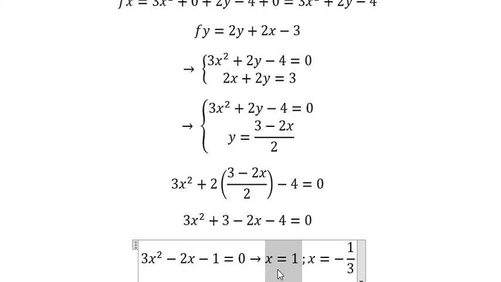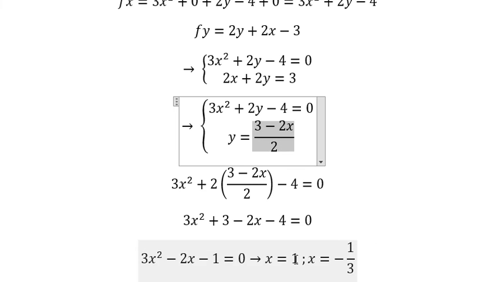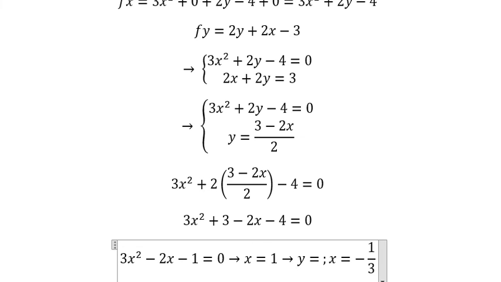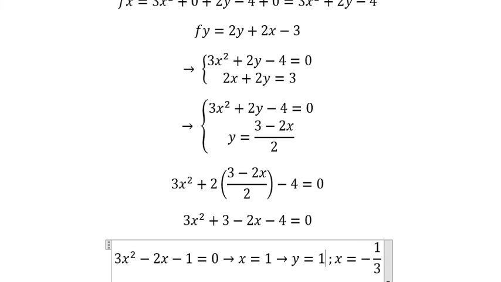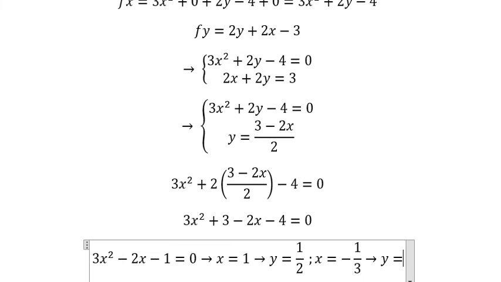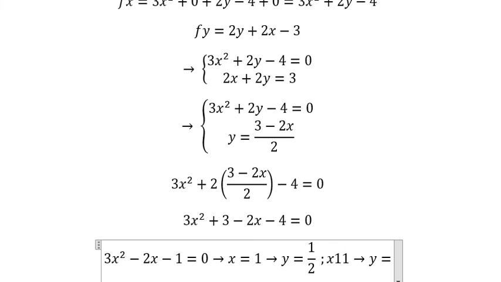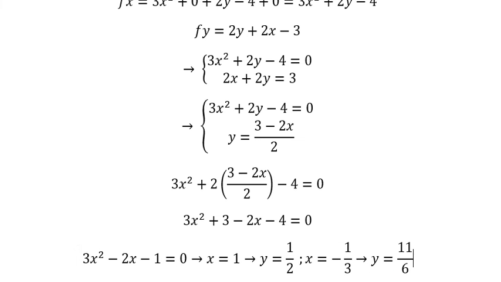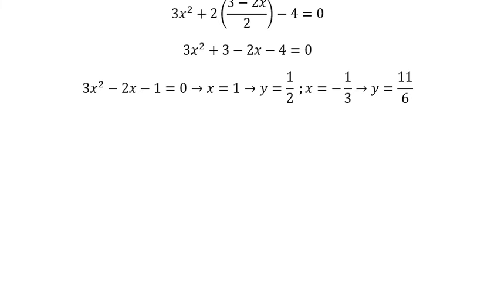After we get s equals 1, we can put it into this equation to find the value of y, and you will get 1 over 2. For this one, we put negative 1 over 3 here, and that's 11 over 6. And now we can find the 2 local points here.